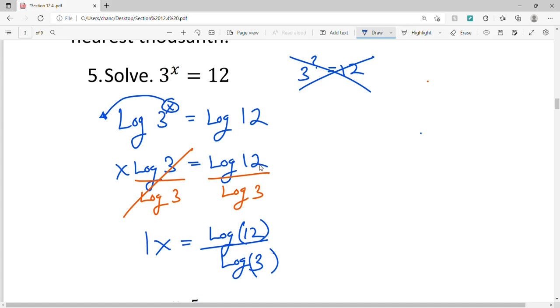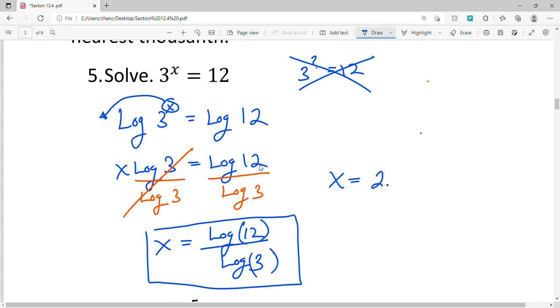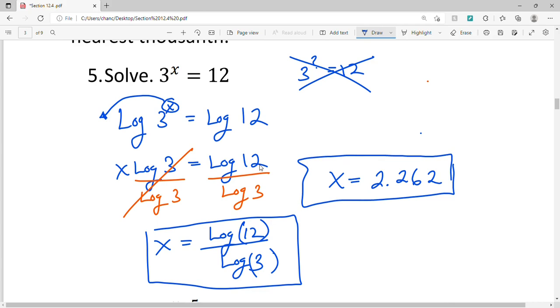This is our answer in exact form, but you can always use a calculator. And if you use your calculator, let's figure out what this is rounded to 3 decimal places. This is equivalent to approximately 2.262. A tip for using your calculator is don't forget those parentheses. You could type this in decimals, but don't forget those parentheses.